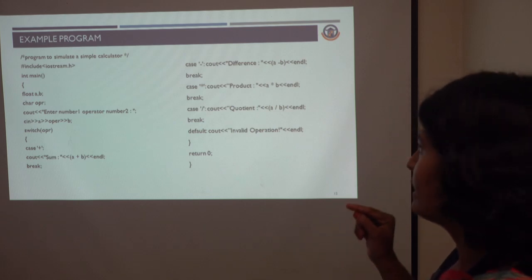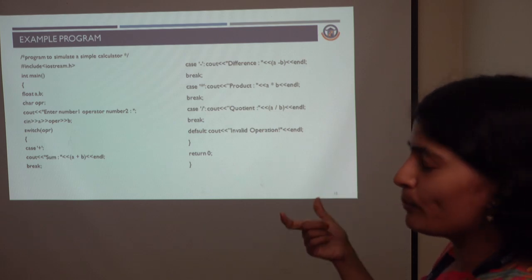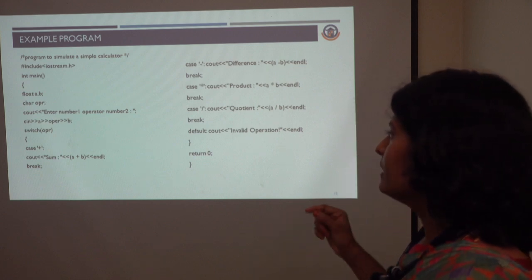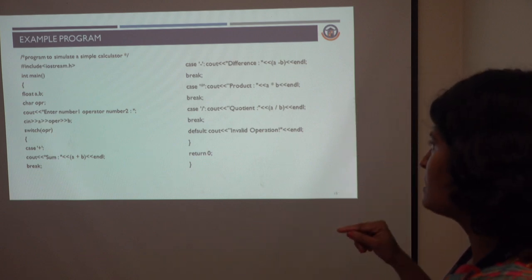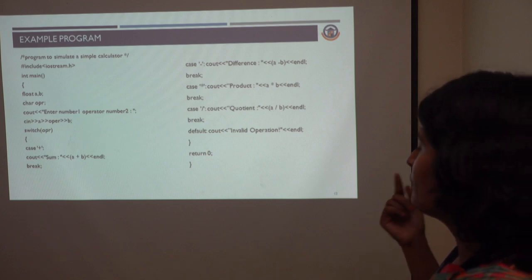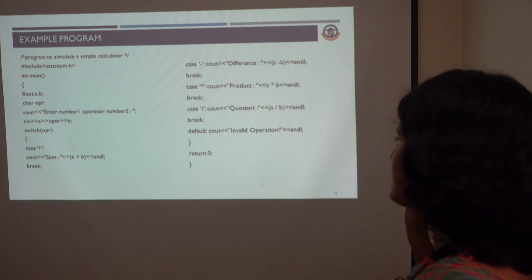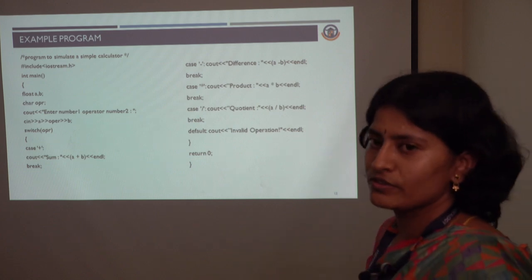Suppose the user enters the modulo symbol for the operator, then none of the cases inside the switch are matched. So it will enter the default statement given inside the switch statement, that is invalid operator, and it will come out of the loop.